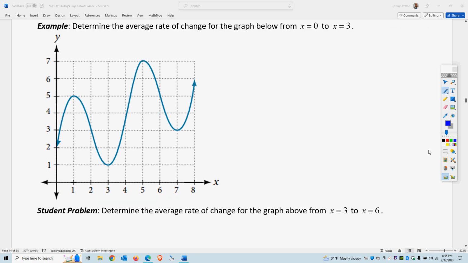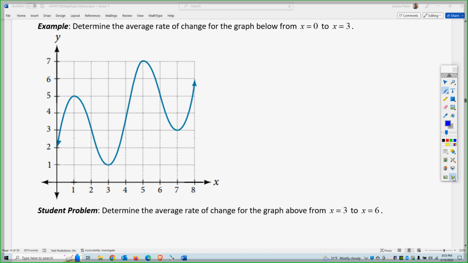Okay, so we can do the same thing with graphs. So the average rate of change from 0 to 3. So we want f of 3 minus f of 0 over 3 minus 0.